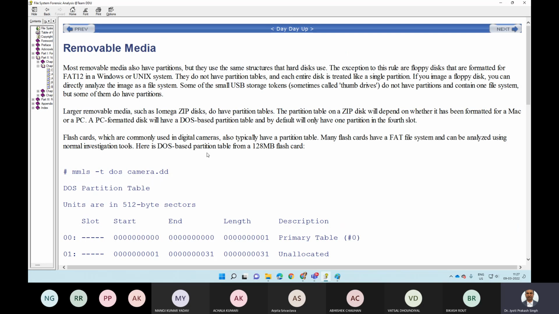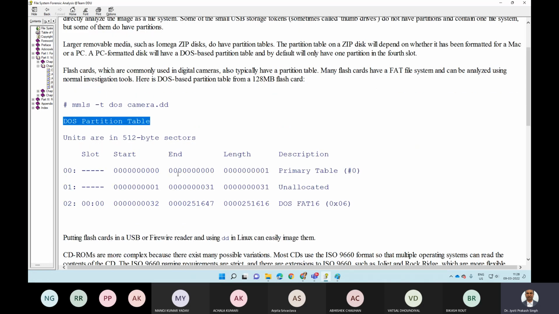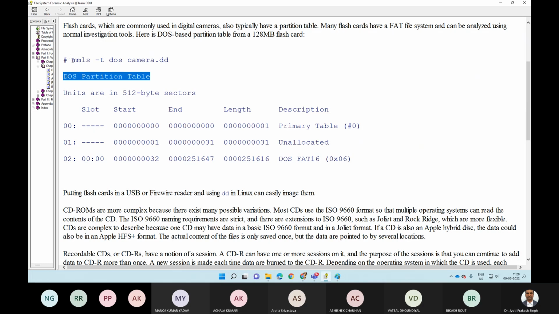Then there are some removable media also. Normally, a lot of removable media don't have partitions, and many do have a partition, but only a single one, also DOS-based, because the DOS partition is the simplest one. So whether you talk about a small pen drive or the memory card which you use in a camera or mobile phone, you have a single partition, and we can again look at it with MMLS.